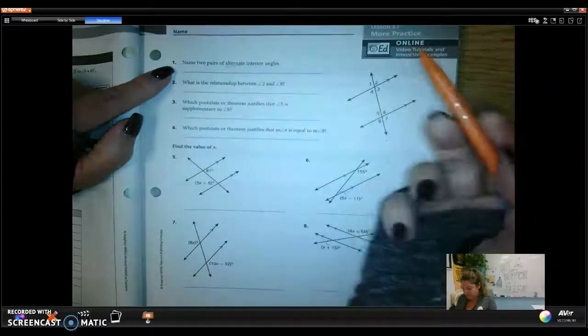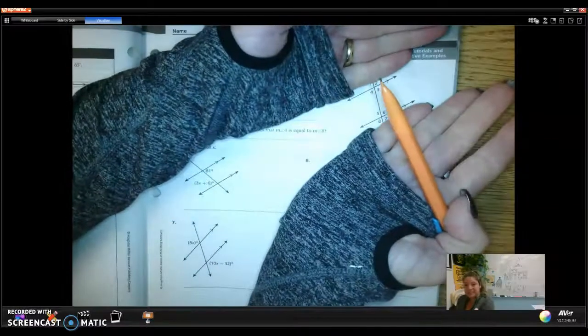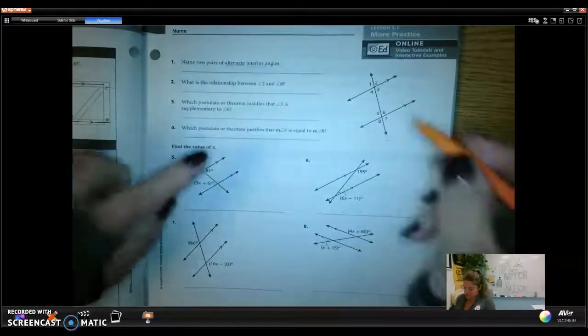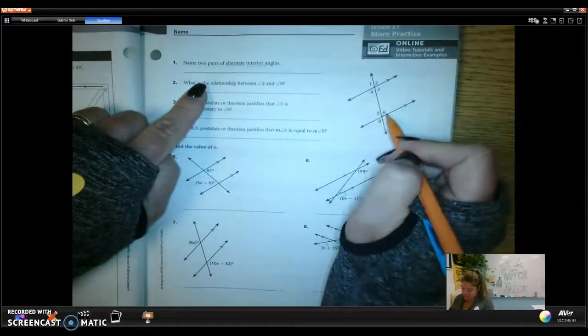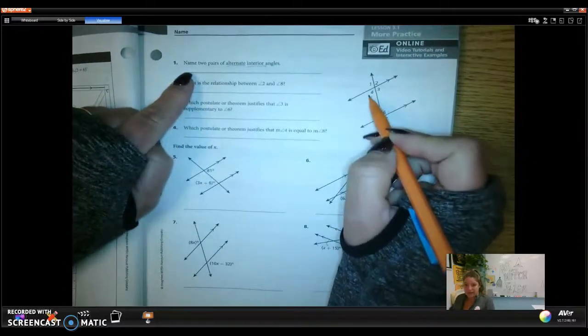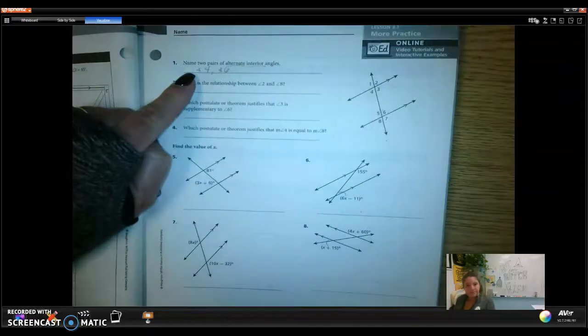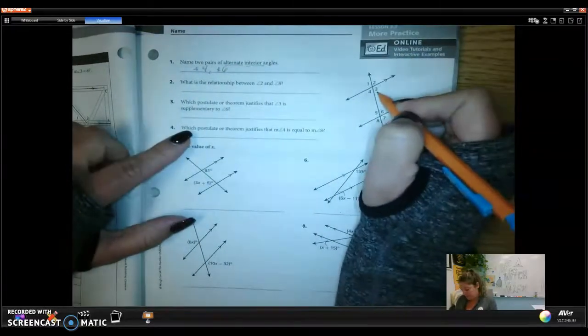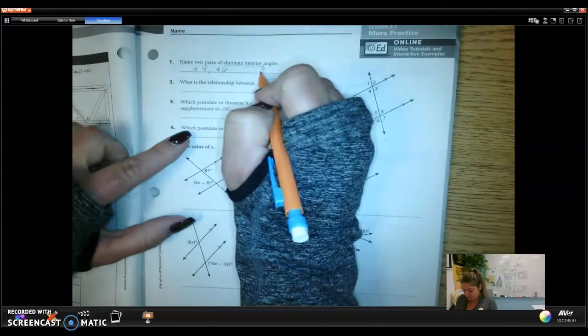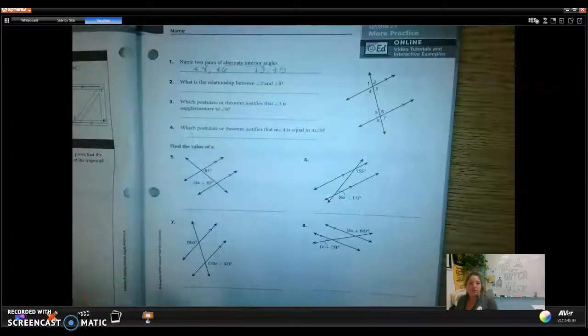So that alternate, they have to be on opposite sides, and then interior, they need to be on the inside of the shape, okay? And so that would be 4 and 6. Notice how they're on the opposite or alternate, and they're on the inside of the parallel line, so alternate interior angles. So angle 4 and angle 6, okay? And then the other one would be 3 and 5. So angle 3 and angle 5. So those are our two pairs of alternate interior angles, okay?